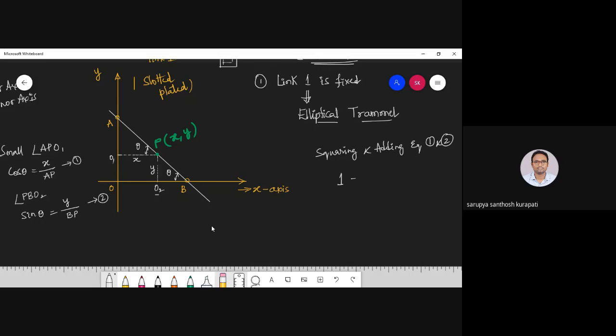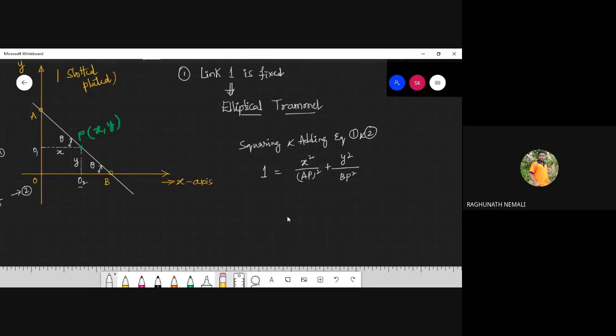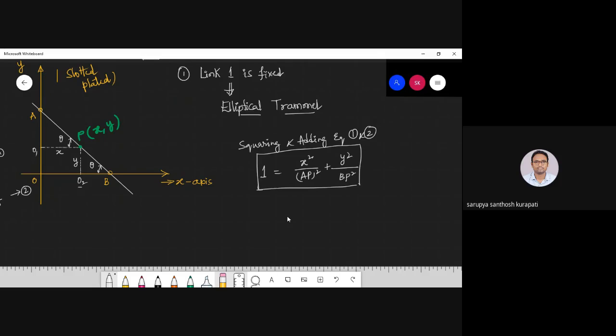So 1 is equal to x square by AP whole square plus y square divided by BP square. Now just tell me what is this equation called? Ellipse equation. I hope you remember. So you can take any point on this particular line. The angles will be the same for both triangles. So what shape can you trace? You can trace an ellipse.